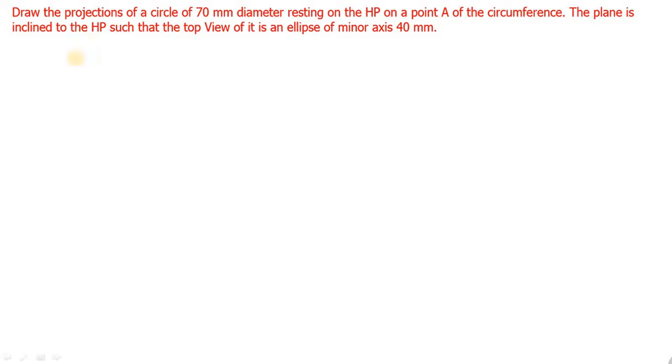Instead of that, they have given that the top view of this particular plane is an ellipse with minor axis 40. Keeping this, we have to calculate the inclination towards HP. So this is the question. Listen carefully, it is a very important diagram. First step as usual, draw the XY reference line. Then we have to draw the simple projection.